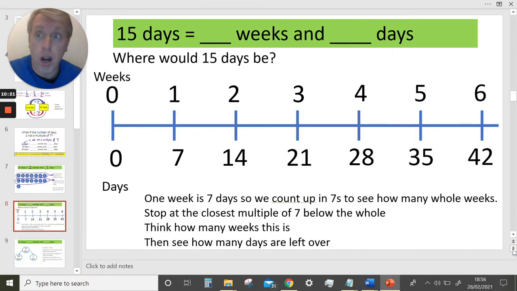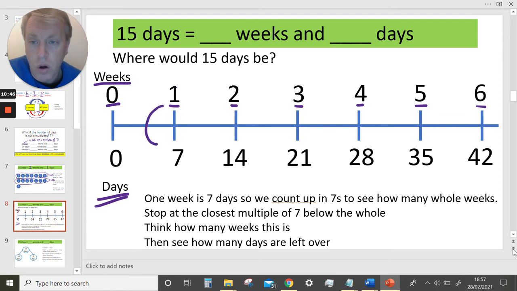If we had seen it on a number line, which we could have done, perhaps we could use a double-headed number line. So look, these numbers are the weeks. No weeks, 0. 1 week, 2 weeks, 3 weeks, 4 weeks, 5 weeks, 6 weeks. On the bottom of the number line, it's how many days? Well, 1 week is 7 days. You remember, 1 times 7 makes 7. But the other way round, the inverse, 7 divided by 7 is 1.